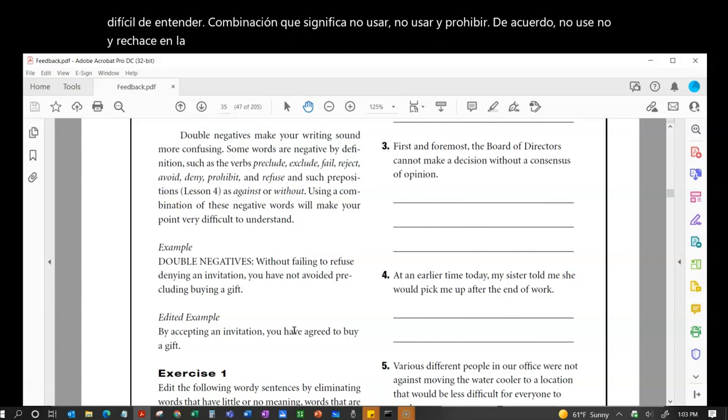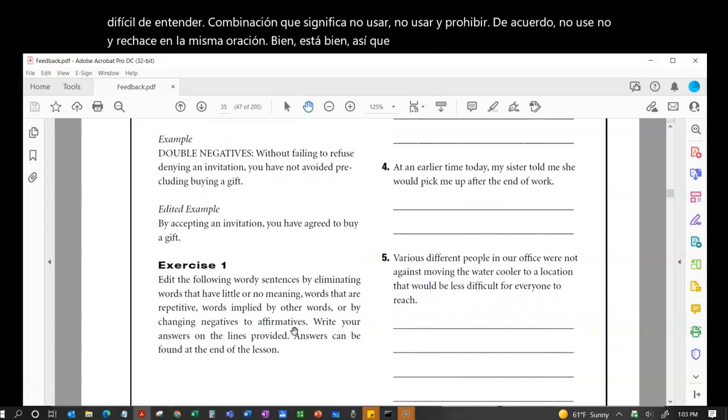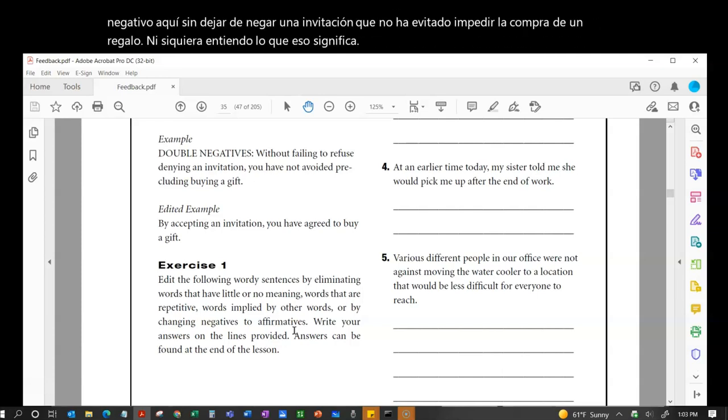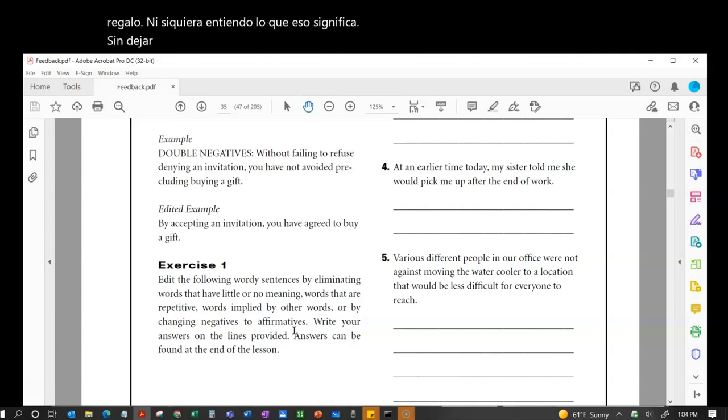All right, so let's look at some example double negatives here. Without failing to refuse denying an invitation, you have not avoided precluding buying a gift. I don't even understand what that means. Without failing to refuse denying an invitation, wow, you have not avoided. So just because you didn't respond to an invitation, you still have to buy a gift.